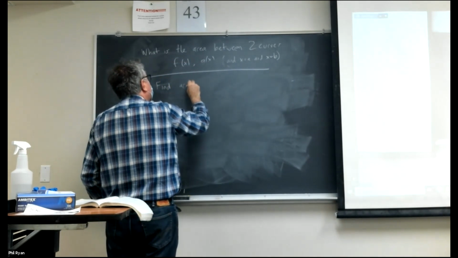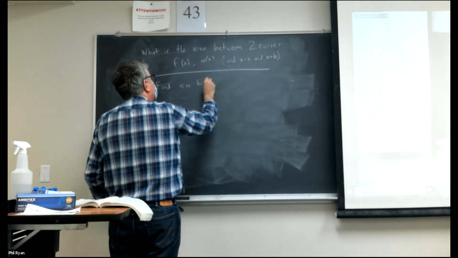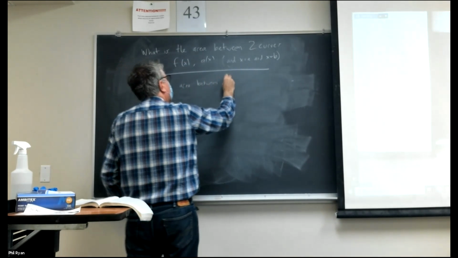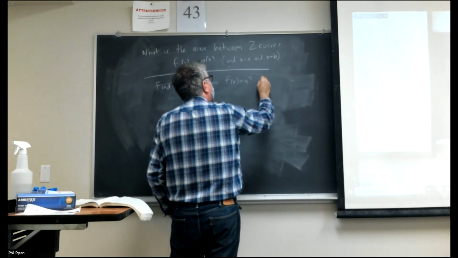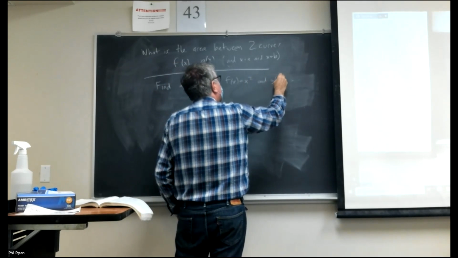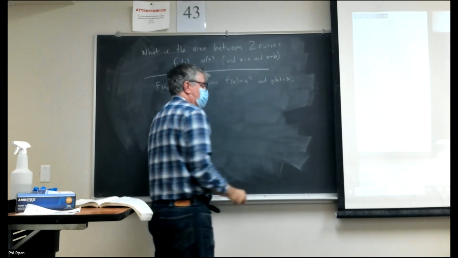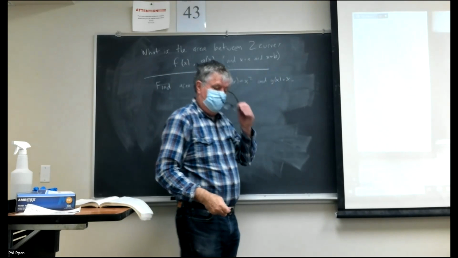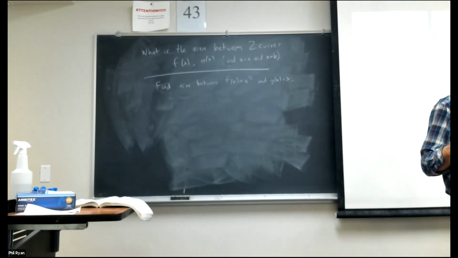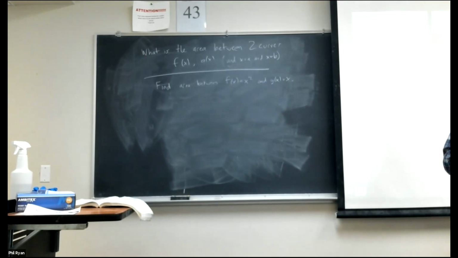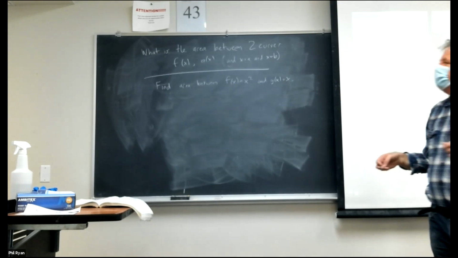Find the area between f of x equals x squared and g of x equals x. And I'm giving no bounds. Okay, so that looks a bit weird. But when we graph it, you'll see that it's not.